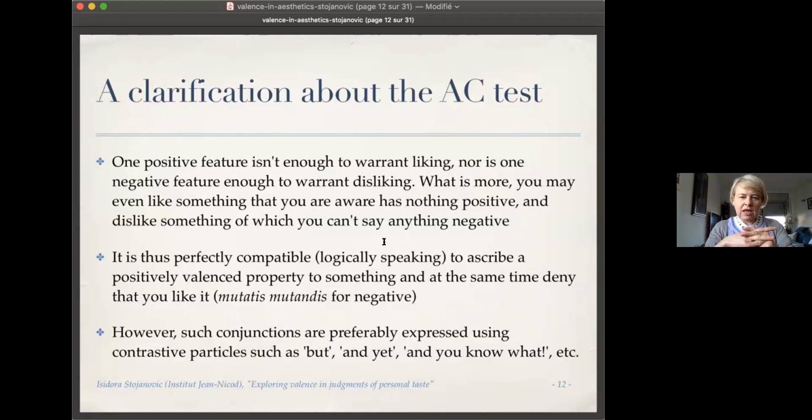Going back to the attitude compatibility test, we've decided to use these phrases of liking and disliking because they're the most natural expressions of one's positive attitude toward an object or one's negative attitude, and you find them often in language. But of course, one positive feature of an object is not enough to warrant that you like it. Nor is one negative feature enough to warrant that you dislike it.